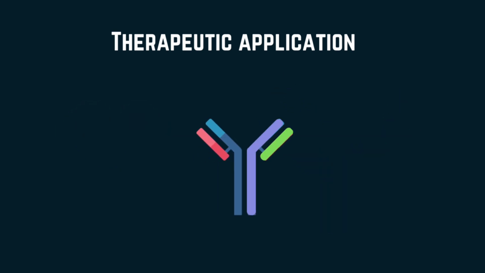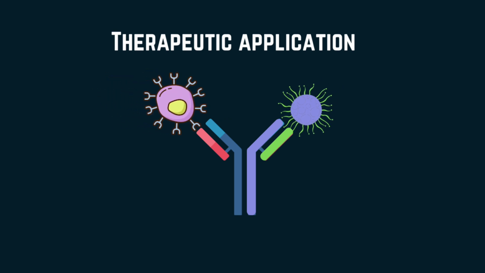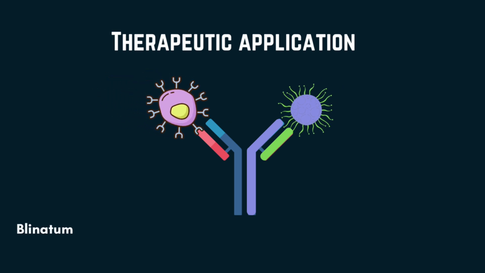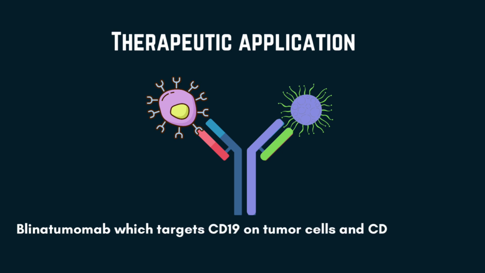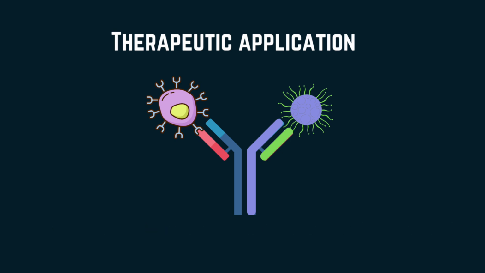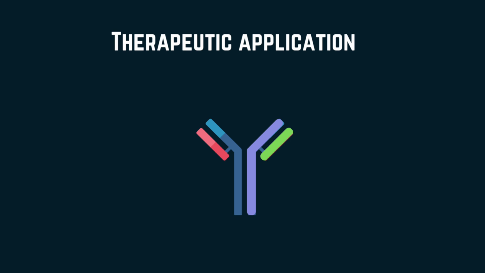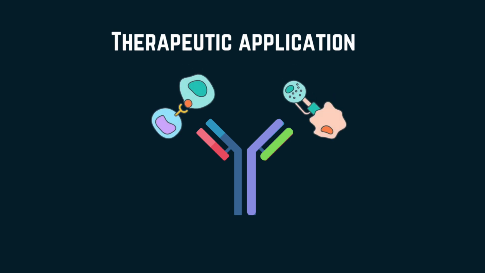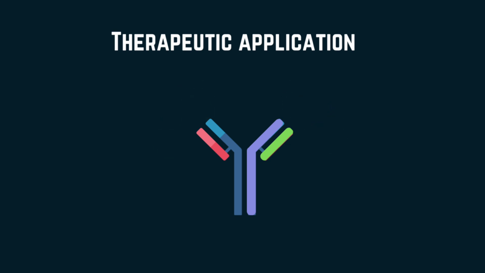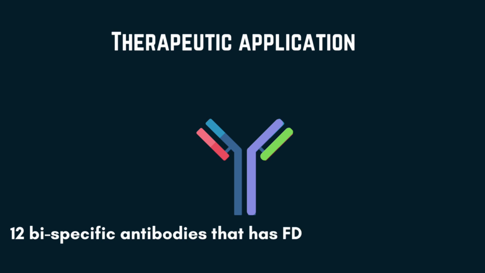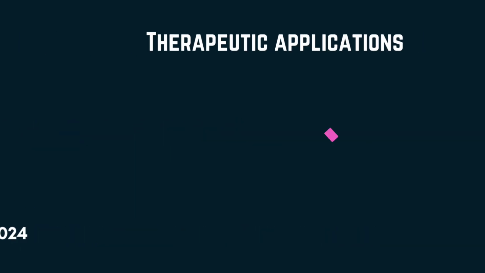Bispecific antibodies can be used as a bridge between a targeted antigen and immune cells like T cells or NK cells. An example of that is blinatumomab, which targets CD19 on tumor cells and CD3 on T cells. For autoimmune diseases, bispecific antibodies can be used to block 2 inflammatory pathways simultaneously. There are currently 12 bispecific antibodies that have FDA approval as of 2024, which include treatment for different cancer types.